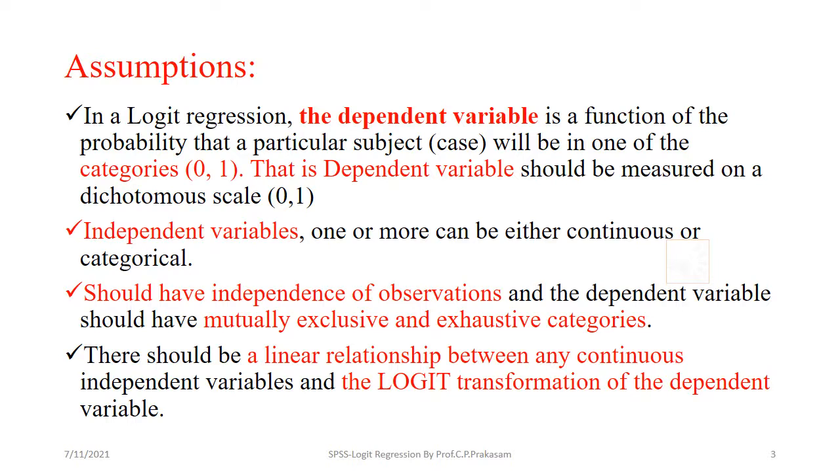But dummy variables should be very limited. There should be independence of observations, and the dependent variable should have mutually exclusive and exhaustive categories. There should also be a linear relationship between any continuous independent variable and the dependent variable transformed into logit, that is, log base e. That will become the logit.